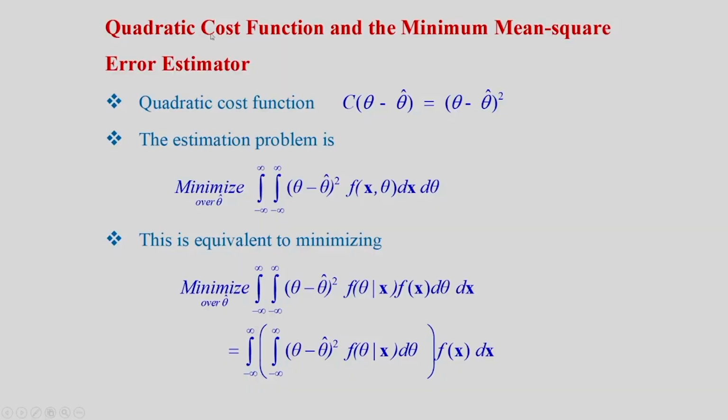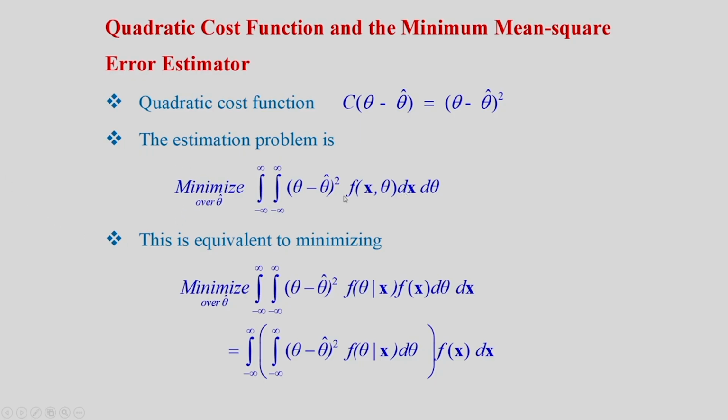So, first we will be considering the quadratic cost function or squared error cost function and the corresponding minimum mean square error estimator. The quadratic cost function is given by C of theta minus theta hat equal to theta minus theta hat whole square. The estimation problem is this: minimize over theta hat the integral from minus infinity to infinity of theta minus theta hat whole square f of x, theta dx d theta.